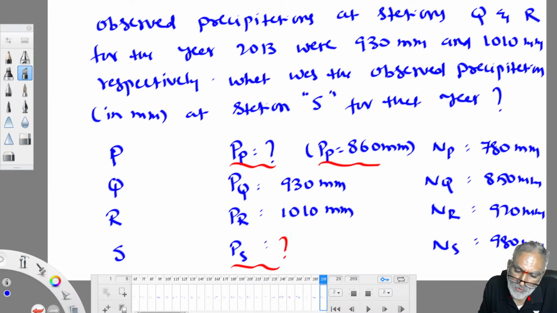This is given. So what is missing rainfall data? Actually, missing rainfall data is at P only. If the missing rainfall data at P is estimated to be 860 mm, what should be the observed rainfall data at station S? So what is the missing rainfall data? Can you tell me now how to write that equation?